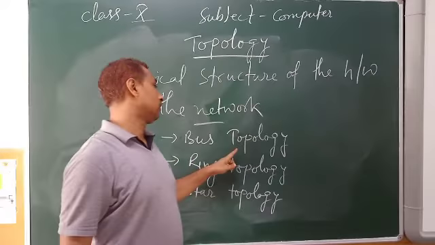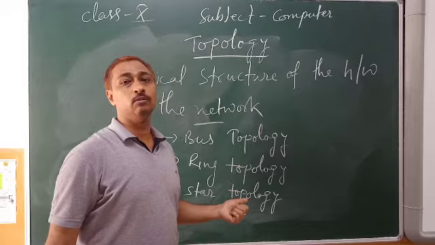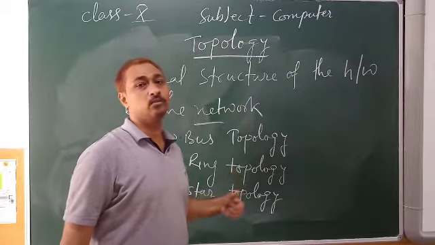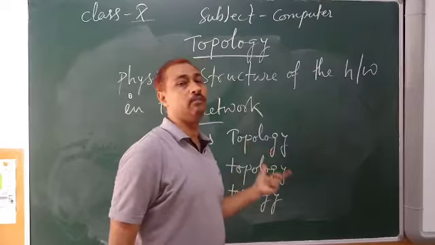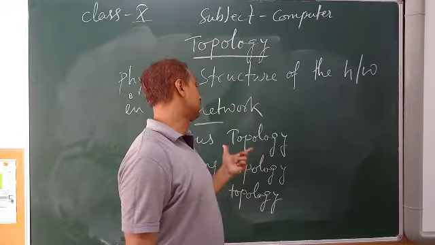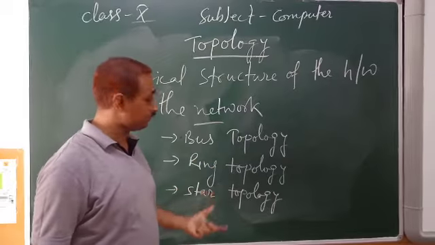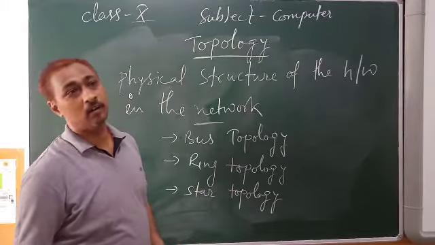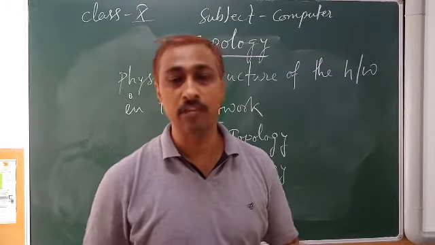Because the structures of these topologies are different, the networks also differ. Their working style also differs. Now let us see what happens in bus topology, what happens in ring topology, and what happens in star topology, and which one is best for networking.